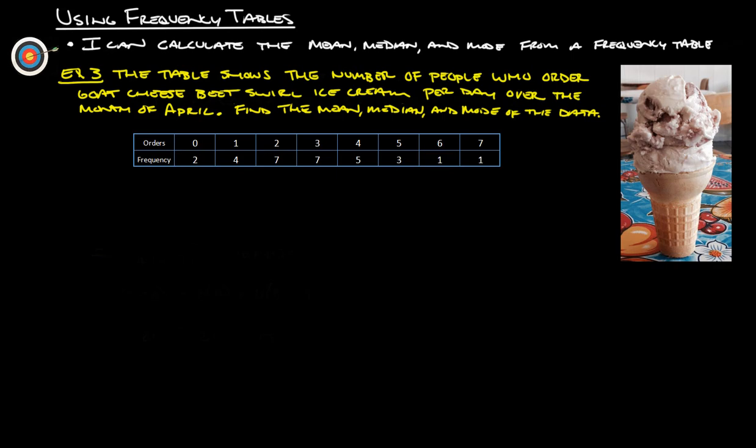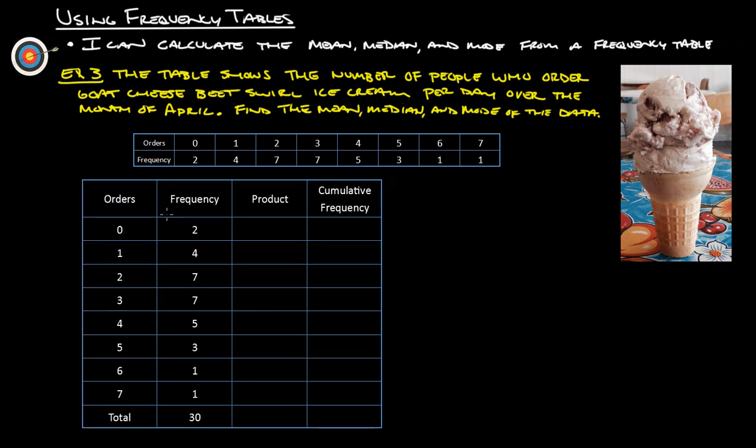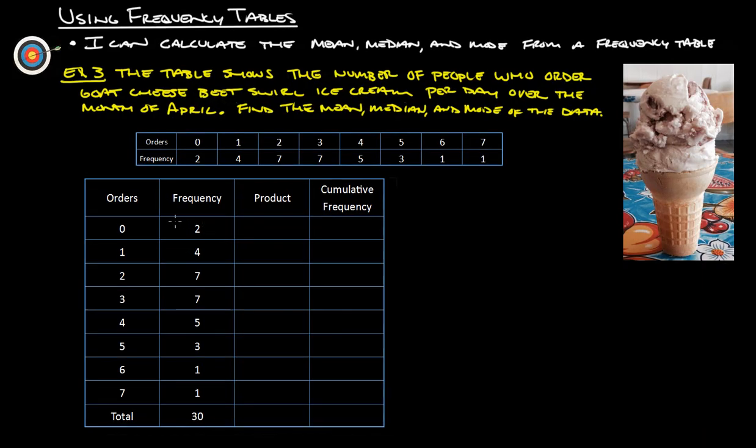Okay, so one thing that you could do to go through and calculate the mean, median, and the mode is to make yourself a little table like this. So simply the same stuff here, just organized vertically instead of horizontally. So 0 orders, 2 frequency, 1 for frequency, so forth and so on. Okay, so what we want to do is take the number of orders and our frequency. So there were 2 different days where people ordered no goat cheese beet swirl ice cream here, right?